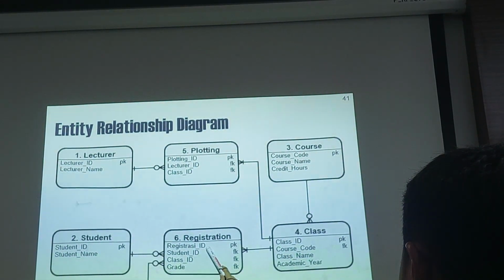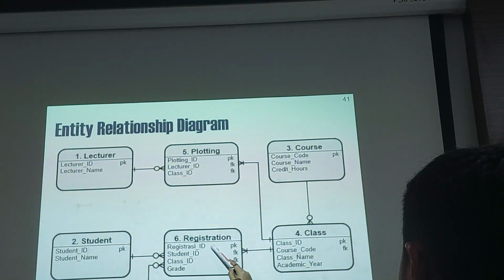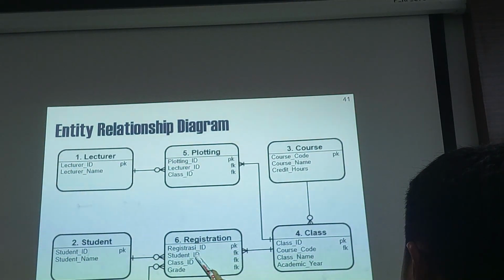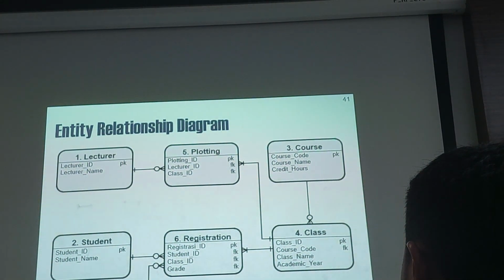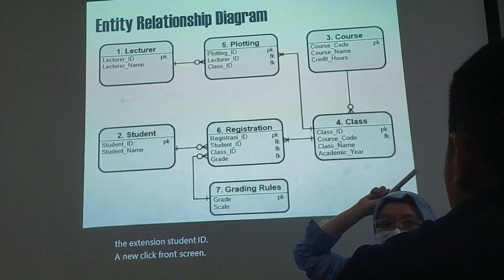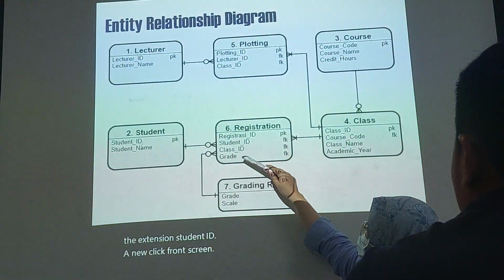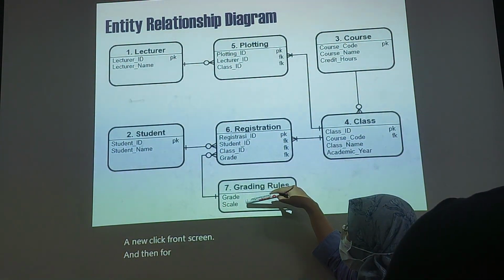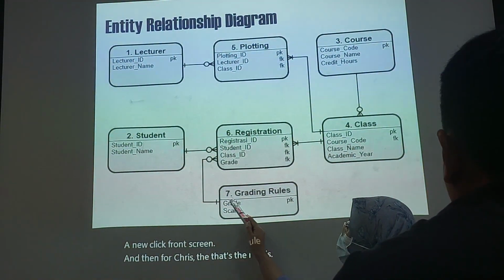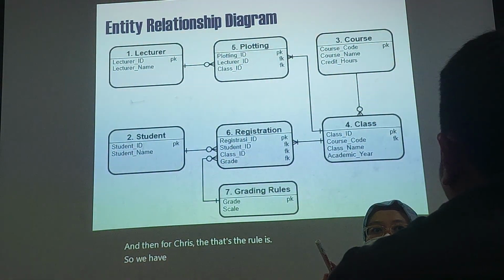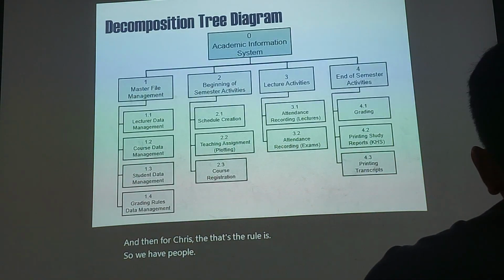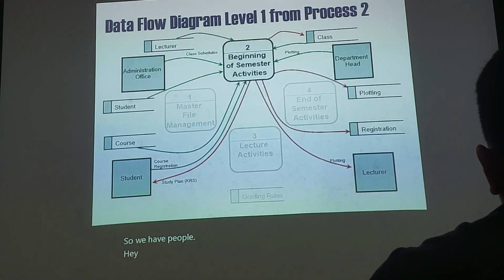Registration ID, this is every semester. So they will be automatic for the registration. Student ID, they will read from student. Class ID, they will read from class. Okay, and then for grade, the rule is from the... So we update for this attribute. Okay. For this one, so create, update, delete.